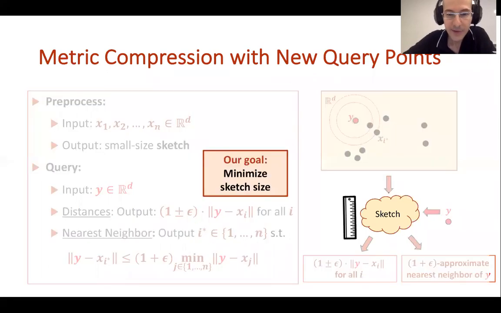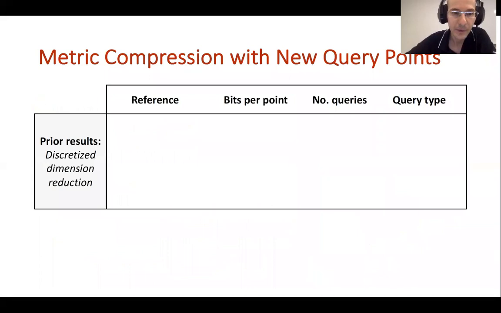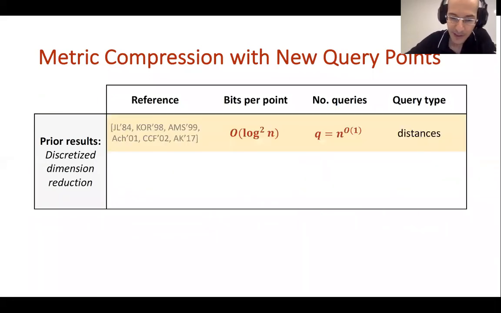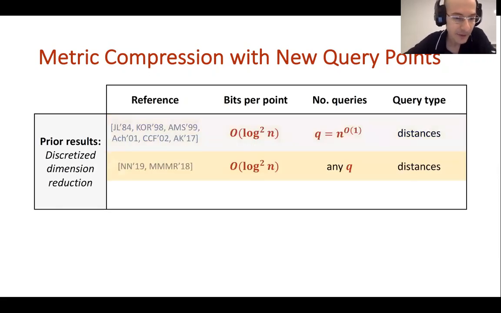Okay, and again, our goal is going to be to minimize the size of the sketch. So let me go over previous results and our results in this setting. All of the works I mentioned earlier about discretized dimension reduction, and there are many of them, automatically have query support. So they can handle polynomially many queries for free with the same size of log squared n bits per point. And recently this has gotten even better. A very recent line of work known as terminal dimension reduction showed that you don't even need this limitation. This worked for any number of queries.